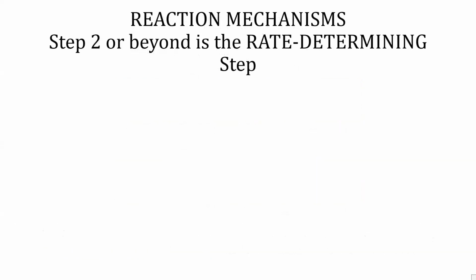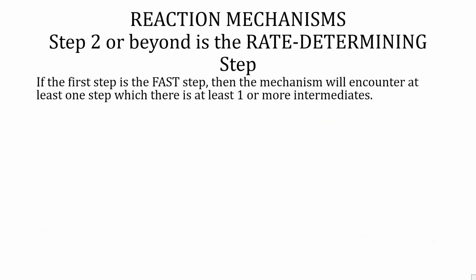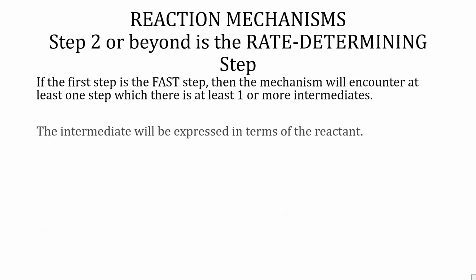However, what if the rate determining step is not step 1 of the mechanism? What happens here? If the first step is the fast step, then the mechanism will encounter at least one step in which there are one or more intermediates.